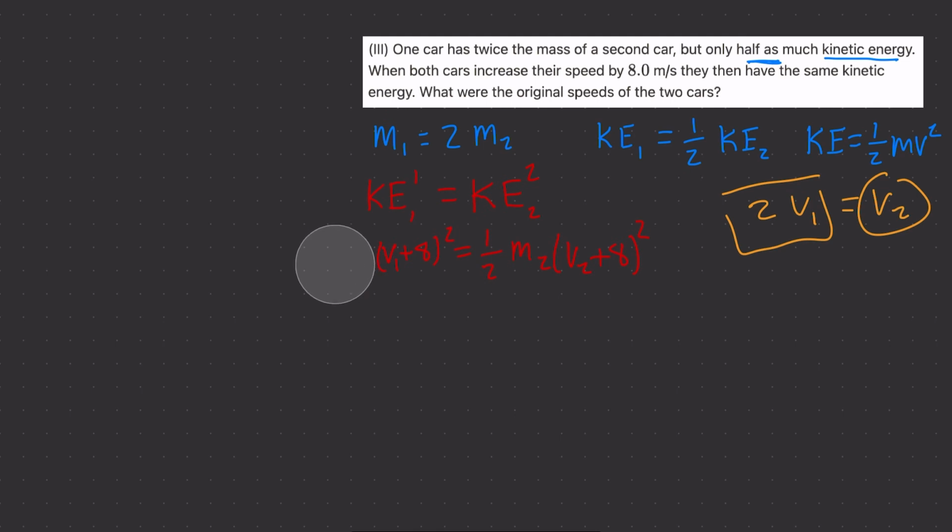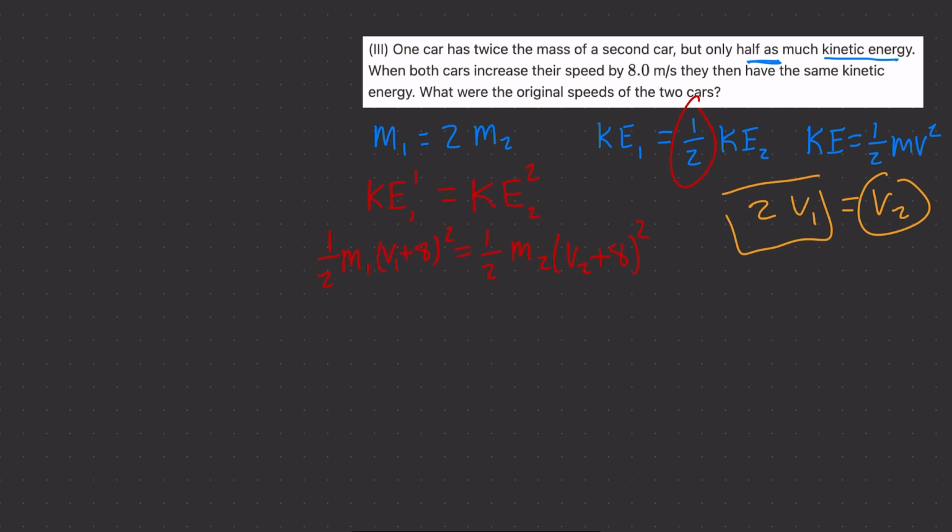And the reason why I wrote it like this, and I can actually clean this up a little bit, because we need that to be 1/2 m1. The reason why I wrote it like this is because it says when both cars increase their speed by 8, they have the same kinetic energy. So in order for these to be the same without the extra 1/2 in there, then we need to actually increase the velocity of each of them by 8 meters per second.